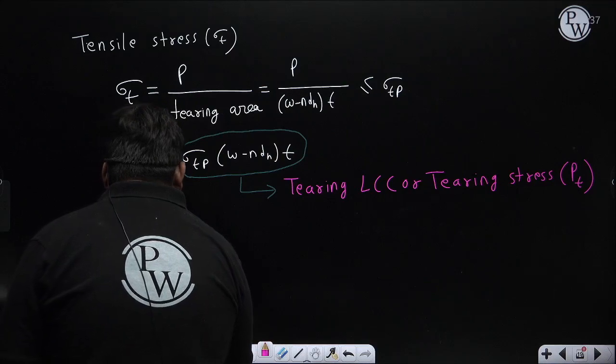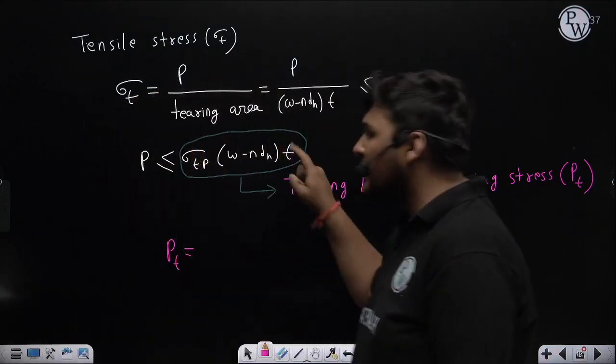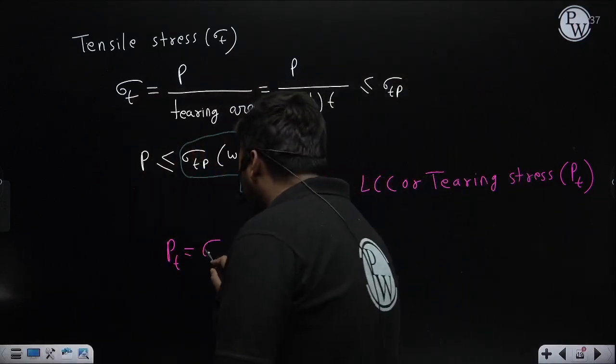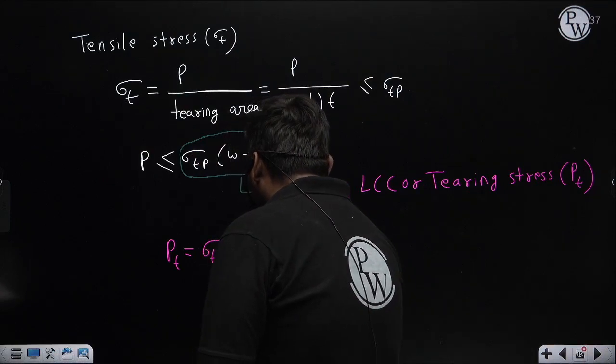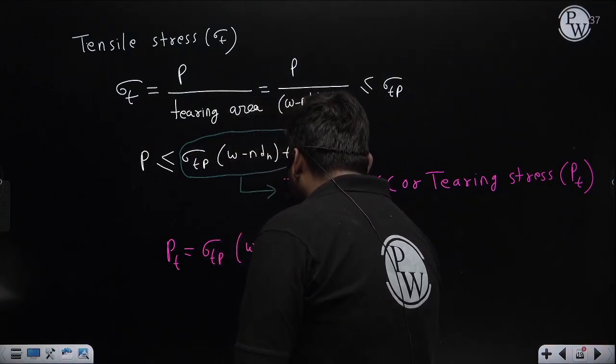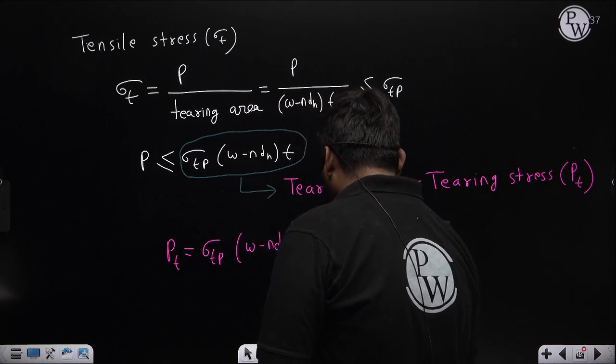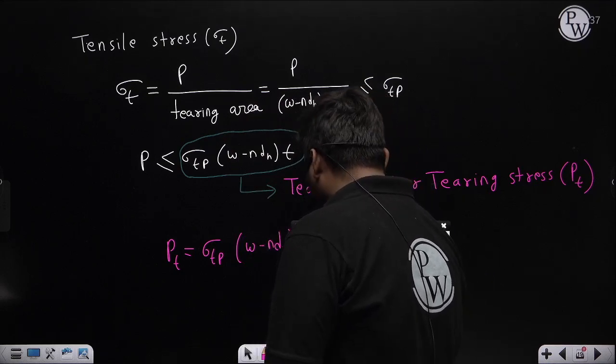If the examiner is asking about tearing load carrying capacity, you can directly apply this formula. And this formula is nothing but sigma TP into (W minus NDH) into T. And how can you memorize this formula? Very easy.